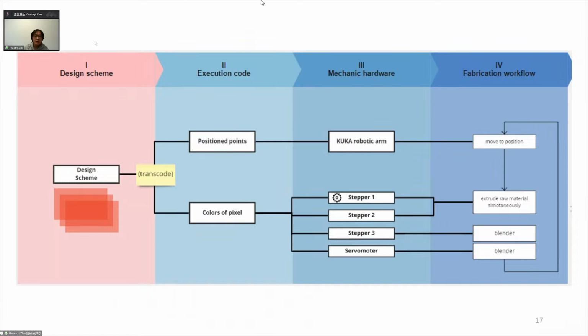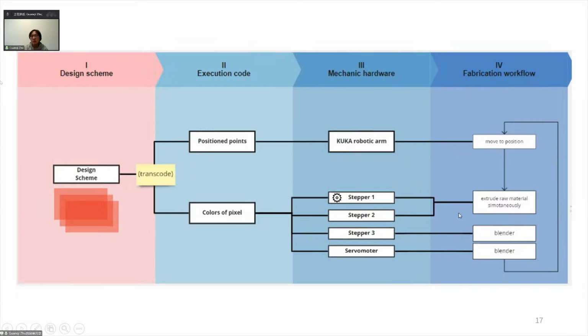So this is the whole working environment. This is the workflow. The first part is the design scheme. Here, I basically used the Rhino and Grasshopper platforms. If you input any image in Grasshopper, the program will automatically transcode your image into two main parts of important data: the spatial points and the color information of the pixels, right? The spatial points will be used to guide and locate the robotic arm, and the color information, which is the RGB, will be broken down for the motors, for the blenders on the end-effectors.